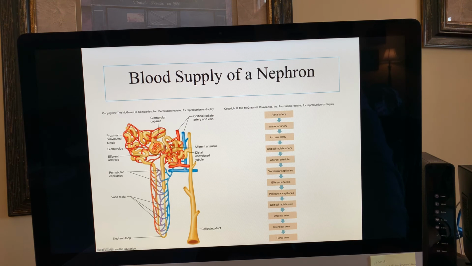Surrounding this glomerular capillary bed is what's called the glomerular capsule or Bowman's capsule. Bowman's capsule is the site of filtration, the first step in kidney function. Substances are filtered from the glomerular capillaries into Bowman's capsule.